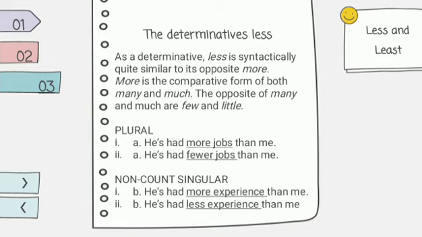Compare the following examples. There are two forms. A is plural and B is non-count singular. In the plural example, there are two sentences. They are, he's had more jobs than me and he's had fewer jobs than me. In the B example, there are also two sentences. He's had more experience than me and he's had less experience than me.